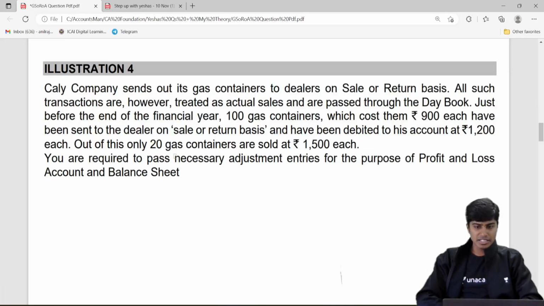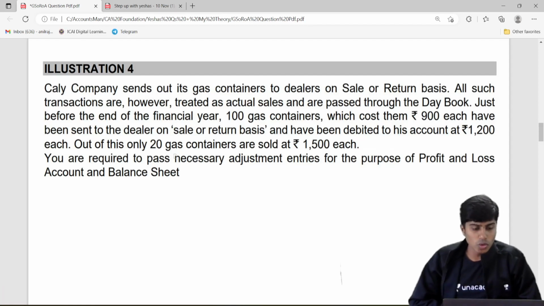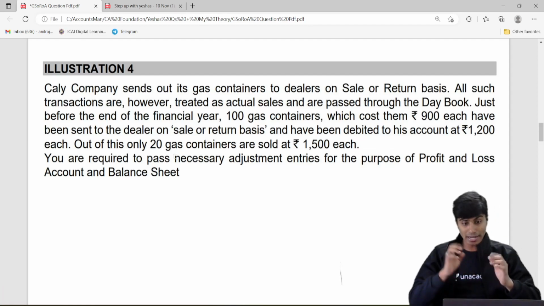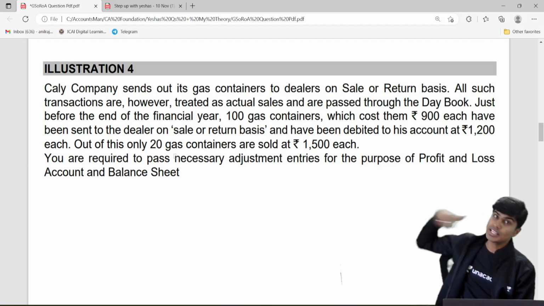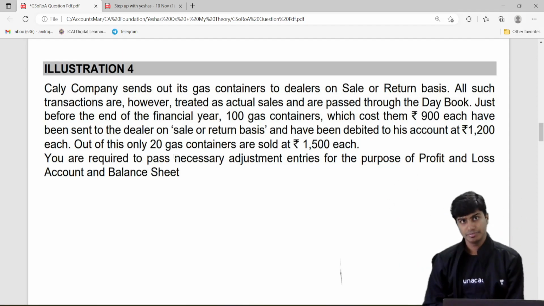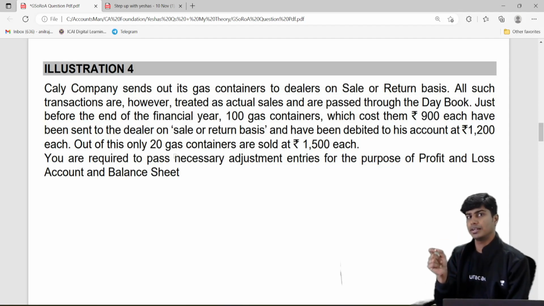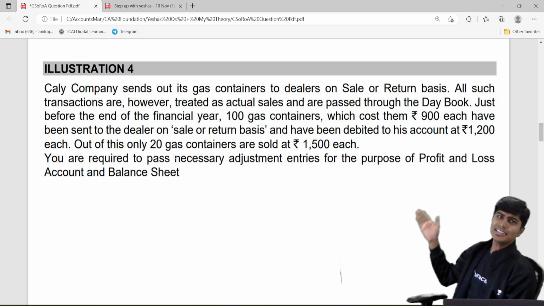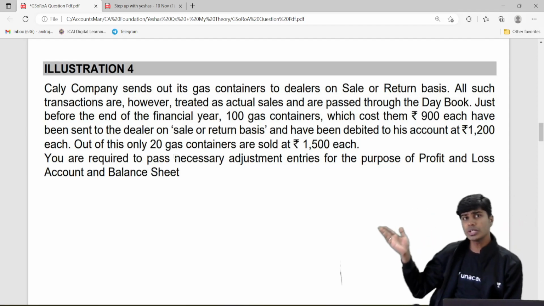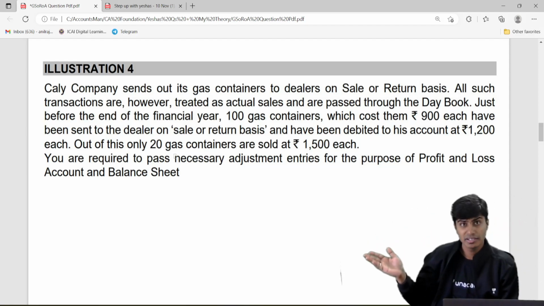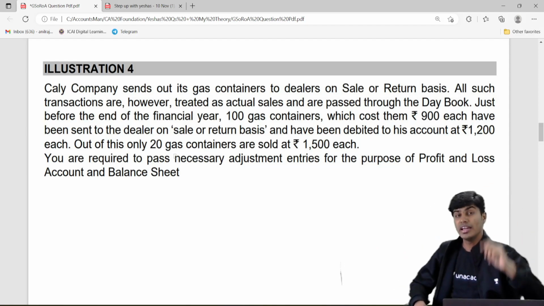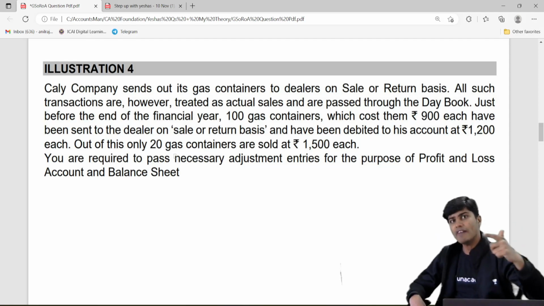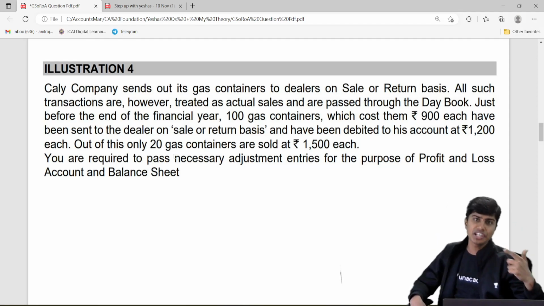What's happening after this transaction? Out of this, only 20 gas containers are sold at 1500 each. Now remember, I actually don't have to write an entry for sales because I've recorded it as sales when I sent all of them. However, the goods are accepted at a price higher than the normal price. We sent it at 1200, they've accepted at 1500. You remember I had told you if it is accepted at same rate, no journal entry.